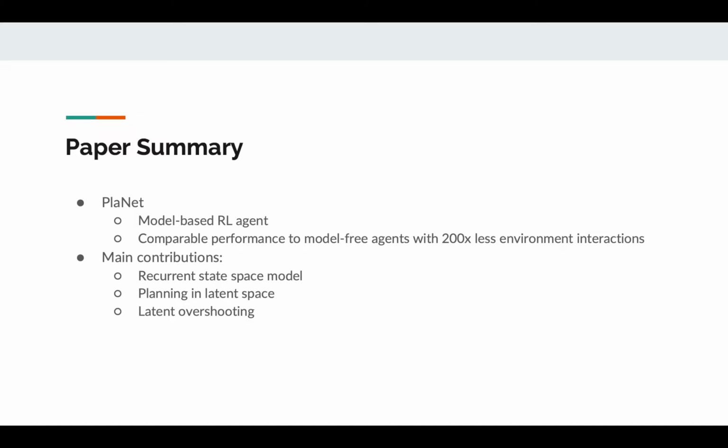However, the authors found that PlaNet does not benefit from latent overshooting, and they did not include it in the final version of their agent. Thus, I will not attempt to reproduce this contribution.